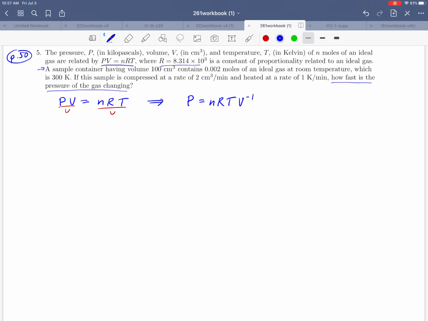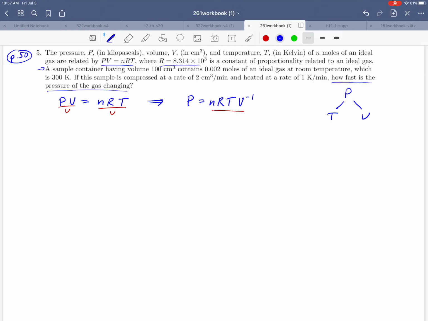Okay, and then I'm going to draw a dependence diagram. This is going to be a chain rule problem, so it's always helpful to have something like that. So it's pressure that we're trying to take the derivative of. And what variables is pressure a function of? Well, we can kind of see that here. There are some constants like n and R in there, but the two variables are temperature and volume. Okay, so P is a function of temperature and volume.